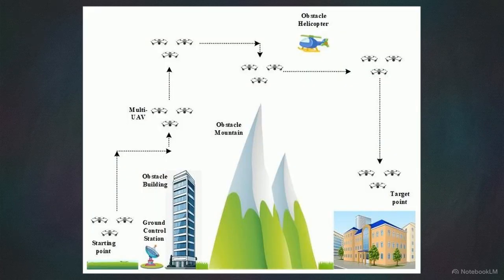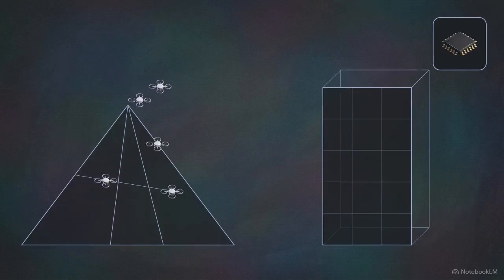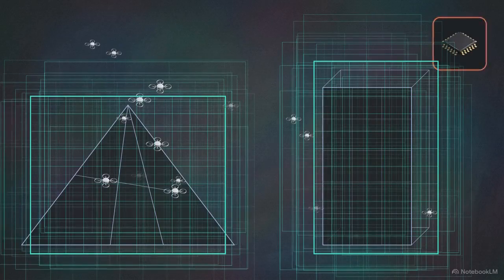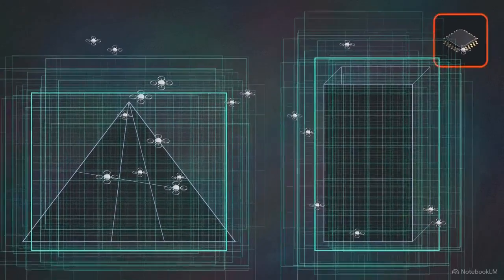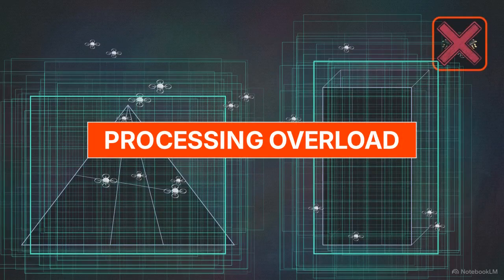This diagram illustrates these four constraints mapped onto a specific 3D topography. We can see the spatial relationships established between the starting point, the complex terrain features like mountains and buildings, a moving obstacle represented by the helicopter, and the final target point. Calculating exact deterministic flight paths for every single agent in this specific environment forces classical algorithms into a processing bottleneck. Every static obstacle requires a precise mathematical boundary to be rendered and avoided by each UAV.